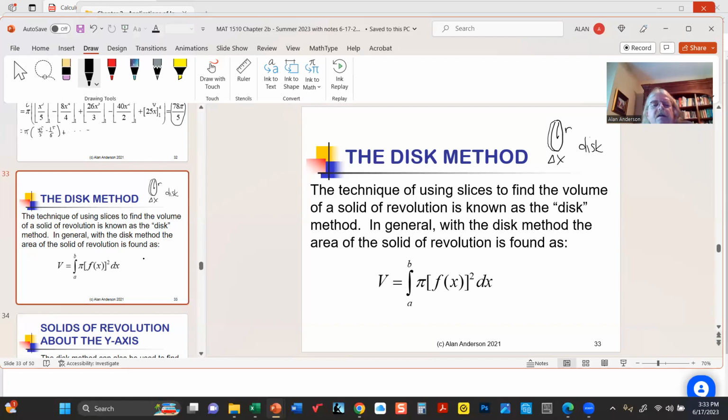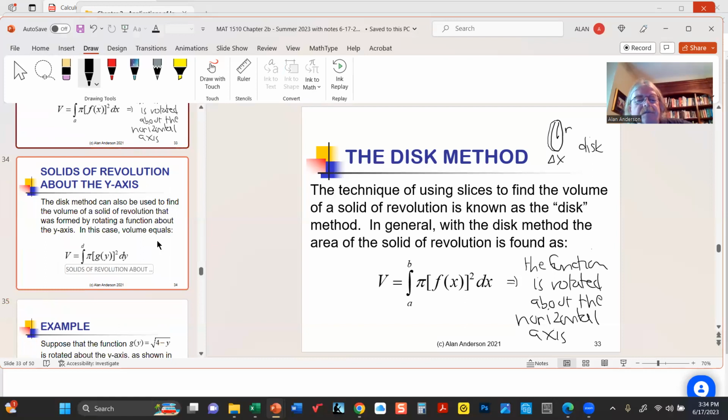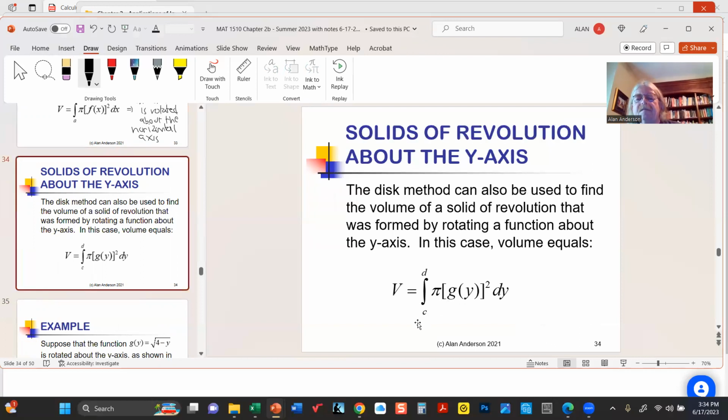Okay, but this implies that the function is rotated about the horizontal axis. What if that's not true? What if we rotated it from left to right instead of top to bottom? Then we have to make some changes. Okay, so let me copy this to the next slide so you can see these side by side.